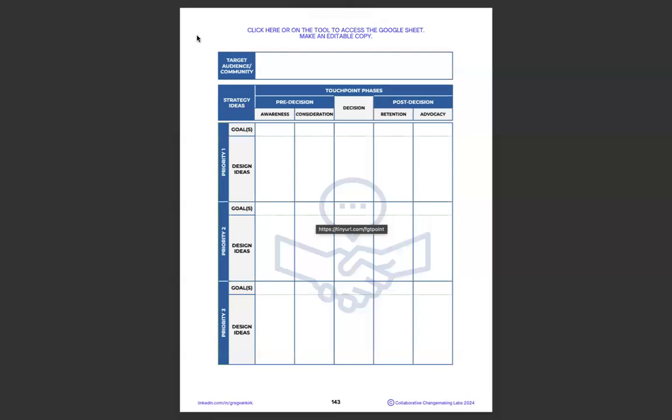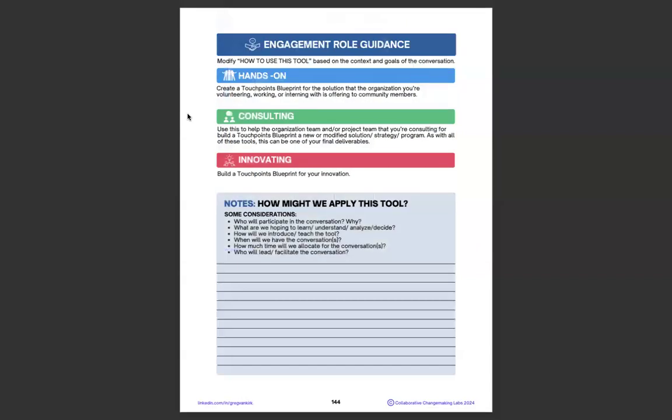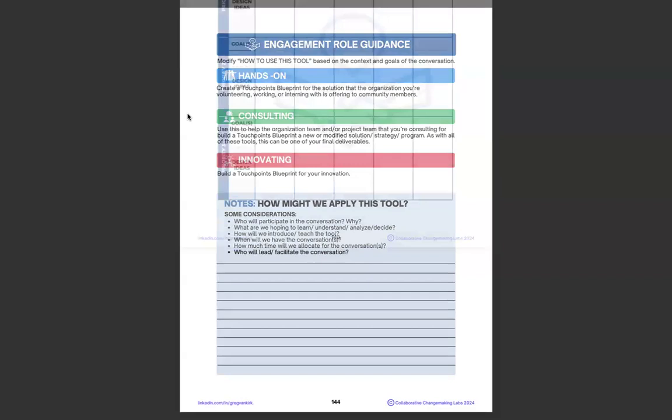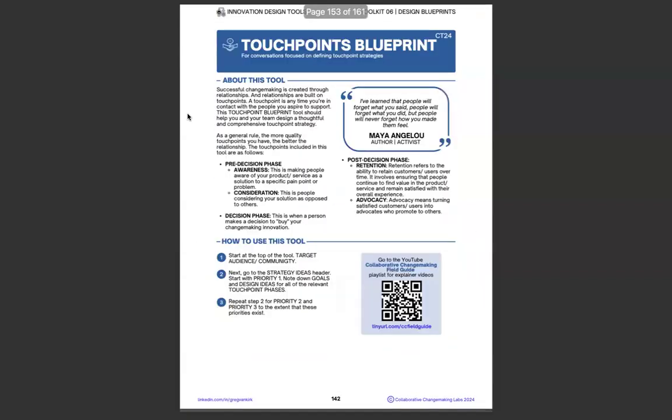The collaborative Changemaking conversation tool is right here in Google. It's in Google Sheets, right? So if you look at the top, you can click here or on the tool to access the Google Sheet and make an editable copy. So go through and change it as you wish, share it, use it virtually, use it in a hybrid fashion, what have you. And then I'm going to go through some of the engagement role guidance briefly, so how you might apply this tool depending on the role that you're playing.